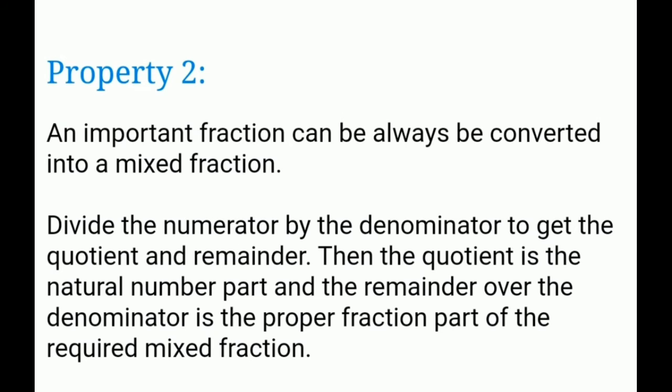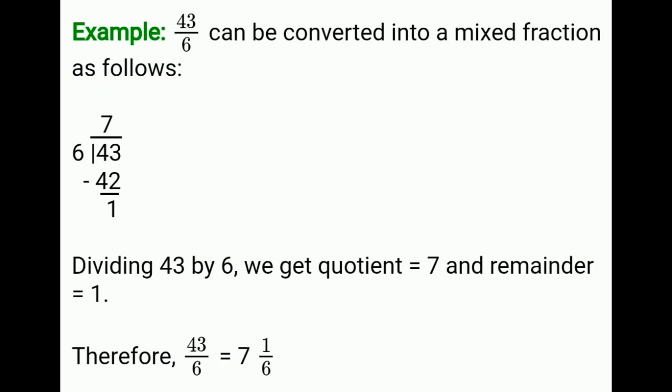An improper fraction can always be converted into a mixed fraction. Divide the numerator by the denominator to get the quotient and remainder. Then the quotient is the natural number part and the remainder over the denominator is the proper fraction part of the required mixed fraction. Let us see some examples, then you will understand. 43 by 6 can be converted into a mixed fraction as follows. 43 will be divided by 6. We know 6 sevens are 42, so the remainder will be 1. Dividing 43 by 6 we get quotient 7 and remainder 1. Therefore 43 by 6 can be written as 7 whole 1 by 6.